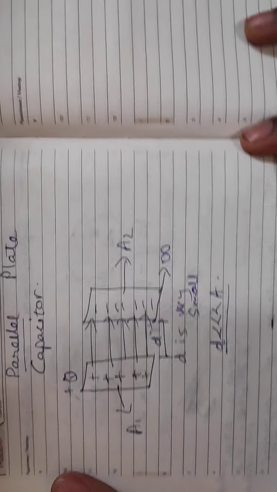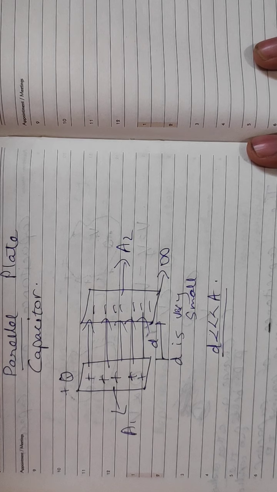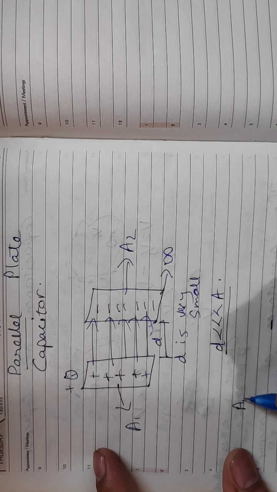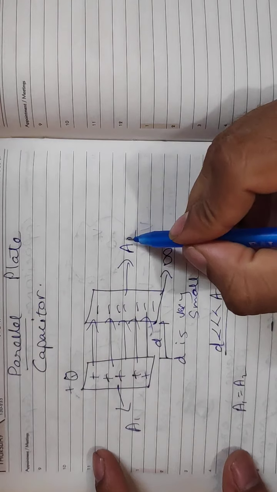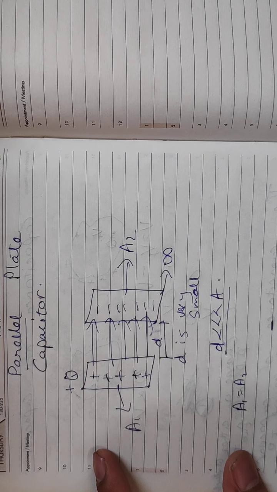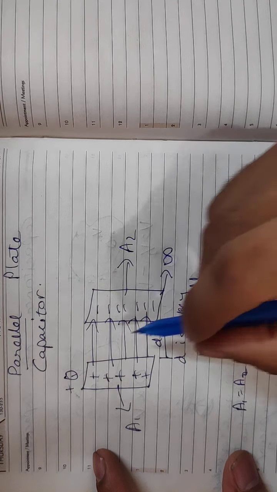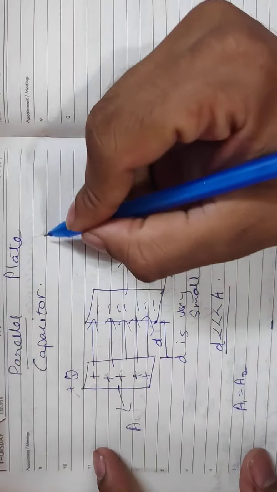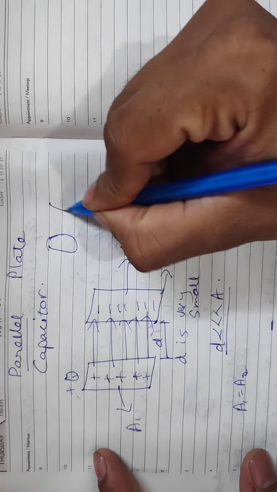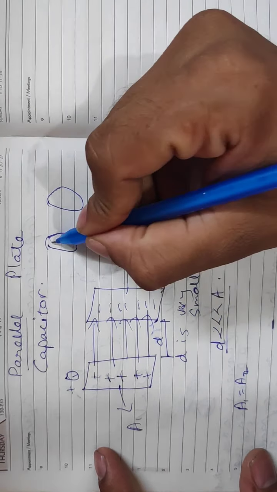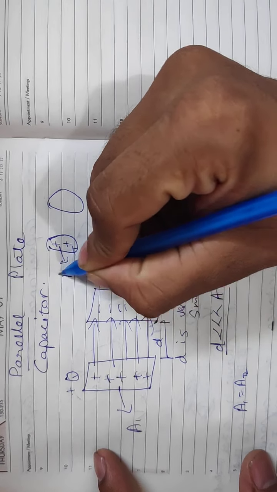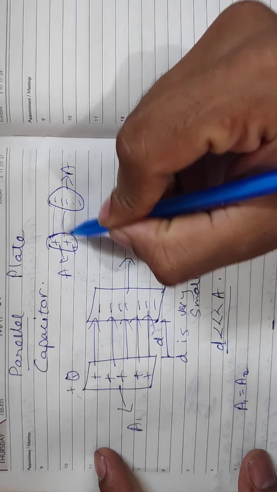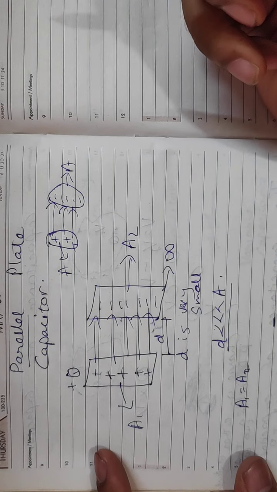Now there are a few conditions which need to be understood. First thing, A1 should be equal to A2. The area of both the plates should be equal to get good capacitance. It's not exactly that it should always be a square; the plate need not be only in this shape, it can be in circular shape also, like this. This is also a plate. If both have the same area, suppose this has area A and this has area A, then also it can be a parallel plate capacitor.